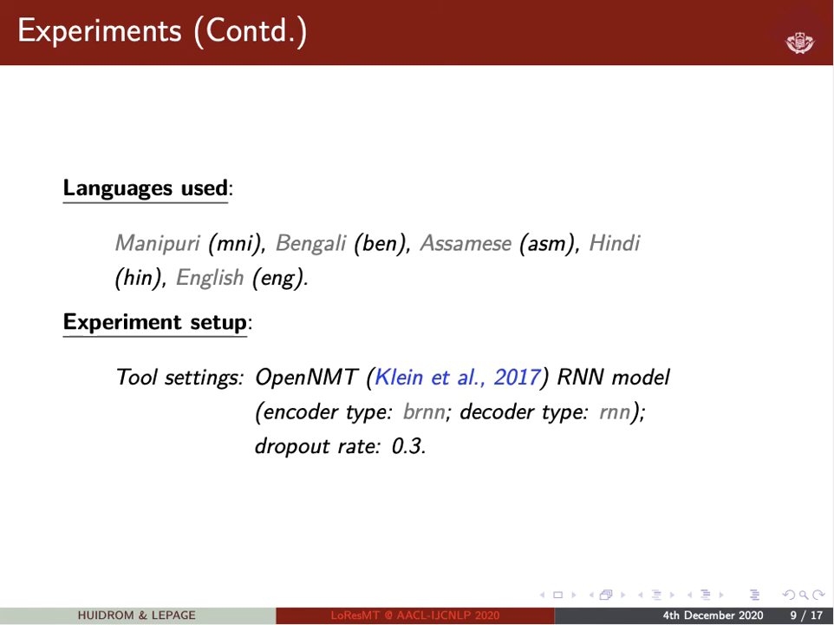About the languages used, we are using 5 languages here, which are Manipuri, Bengali, Assamese, Hindi, and English. And for the experiment setup, the tool settings: we are using OpenNMT and an RNN model with encoder type BRNN and decoder type RNN. And since we are using a very small amount of data, we are using a dropout rate of 0.3.